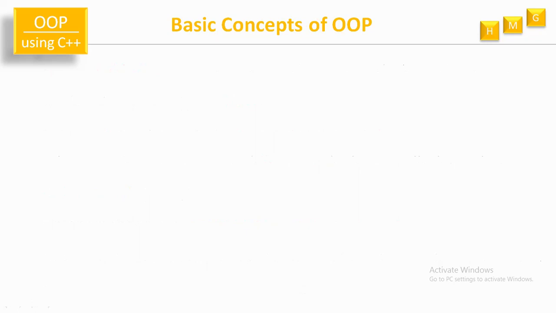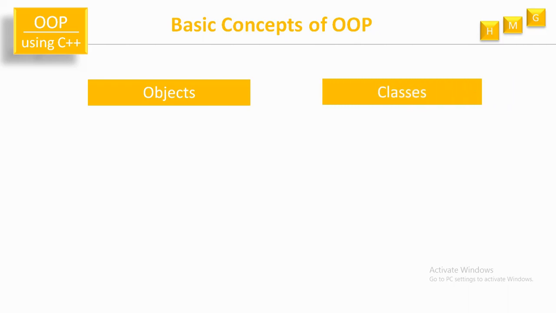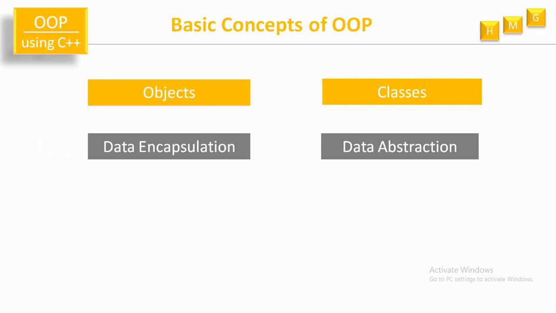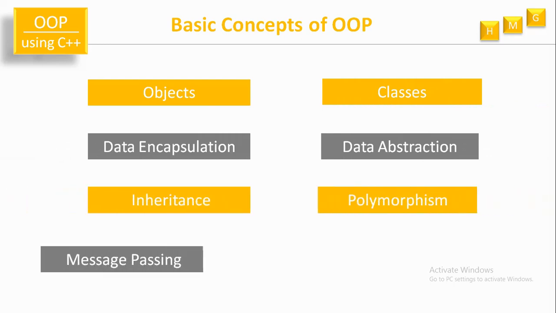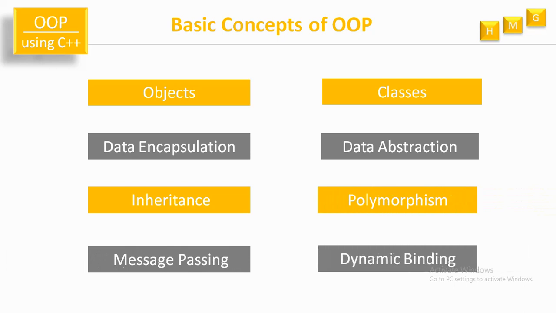So like this, we have studied objects, classes, data encapsulation, data abstraction, inheritance, polymorphism, message passing, and dynamic binding. So these are the eight basic concepts of object-oriented programming.